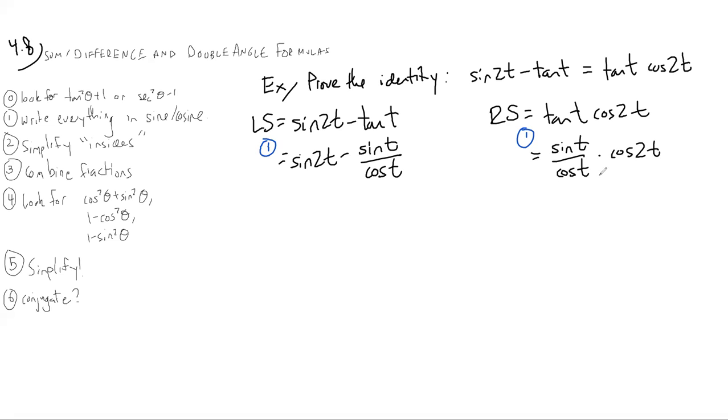I can't do any cancellation on those right coses because they're different. That 2t on the inside is very different, so I have to be careful there. Combining fractions, sorry, no, I'm on step 2, simplify the inside. That is definitely what I can do here. I've got those 2t's, and that allows me to apply the formulas from before. Sine 2t is 2 sine t cos t, so 2 times sine of the first, cos of the second, and then minus sine t over cos t. And cos 2t is cos squared minus sine squared.